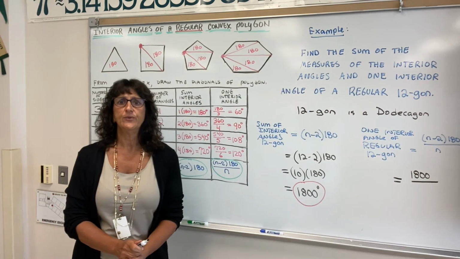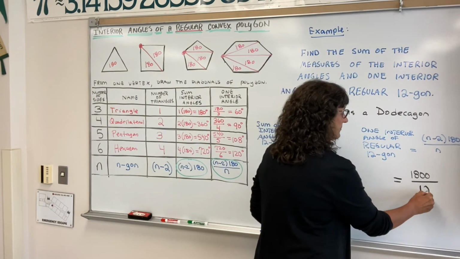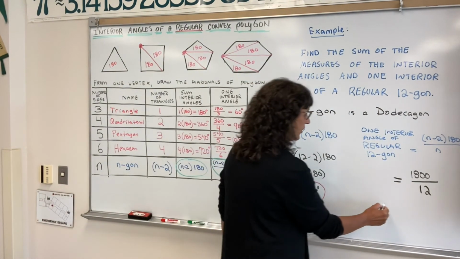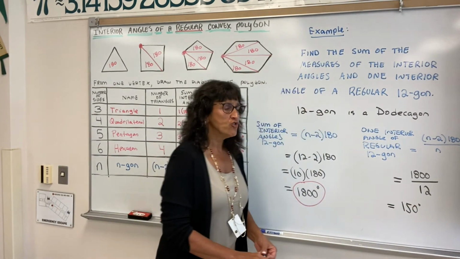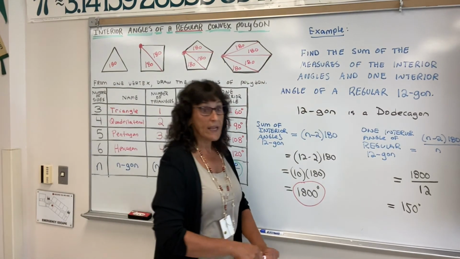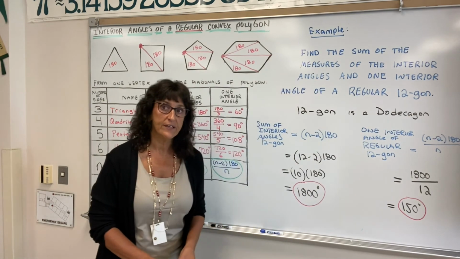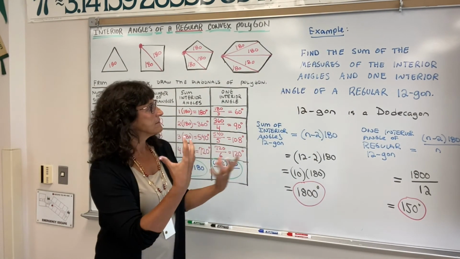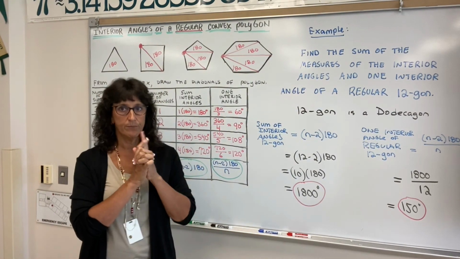And what do we want to do with that? We want to divide it by the number of sides, so it's divided by 12 sides. When you take 1,800 divided by 12, you get 150 degrees. So in a regular dodecagon, each of the 12 angles would be 150 degrees. In case you're working on a project with a 12-sided figure and needed this information, this is how you would compute it.